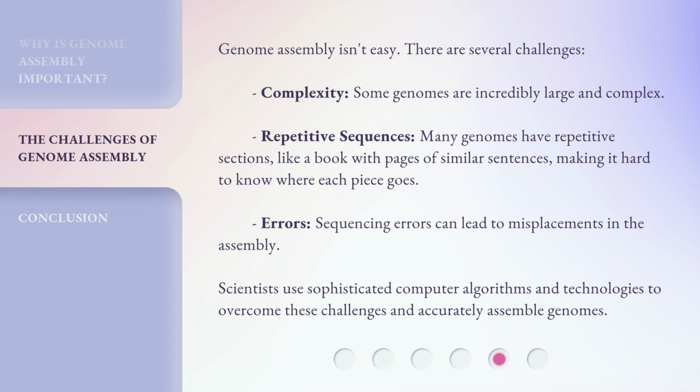Genome assembly isn't easy. There are several challenges. Complexity: some genomes are incredibly large and complex. Repetitive sequences: many genomes have repetitive sections, like a book with pages of similar sentences, making it hard to know where each piece goes. Errors: sequencing errors can lead to misplacements in the assembly. Scientists use sophisticated computer algorithms and technologies to overcome these challenges and accurately assemble genomes.